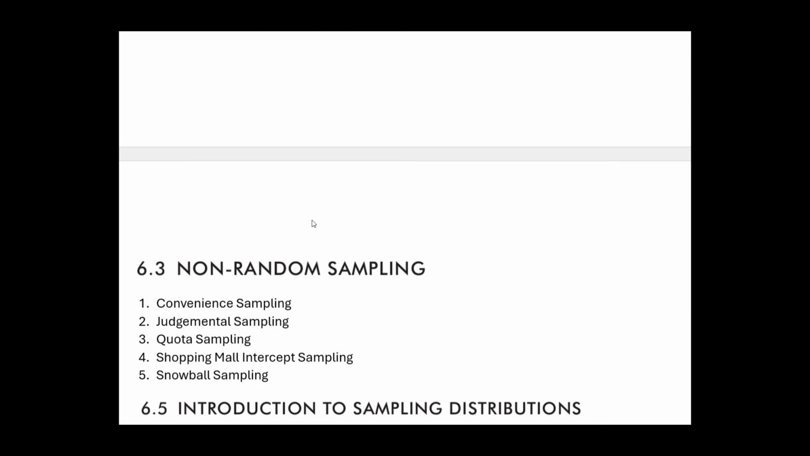Then there is non-random sampling, which can be convenience sampling, judgmental sampling, quota sampling, shopping mall intercept sampling, and snowball sampling. The book also explains these 5 methods in detail along with examples. So please go through them and try to make your own notes from that.